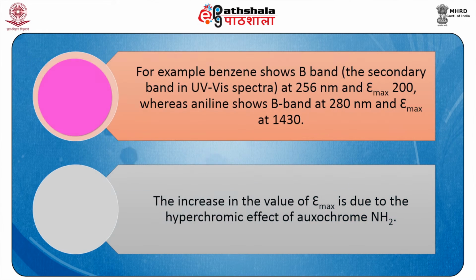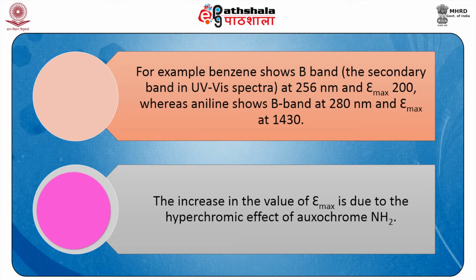Now, for example, consider benzene, which shows the B band, which is the secondary band in UV visible spectra at 256 nanometer, as has been mentioned earlier, and having an Emax value of 200, whereas aniline shows the B band at 280 nanometer and with the Emax at 1430. Thus, you can notice the increase in Emax, students, due to the hyperchromic effect of auxochrome NH2 introduced in benzene.